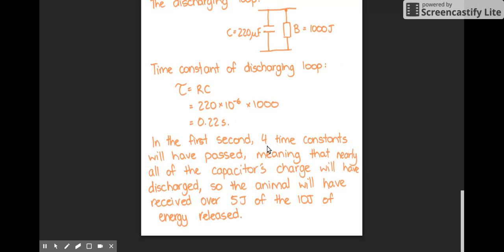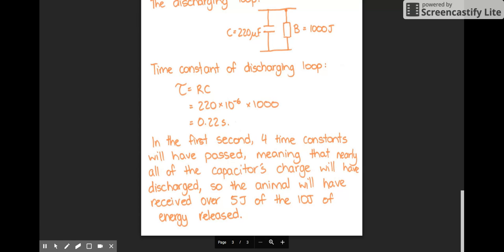4 time constants pass within the first second. So nearly all of the charge will discharge within the first second. So in the first 0.22 seconds, 67% of the charge will discharge. So by the time you get to 4, nearly all of it is gone. The animal will have received over 5 joules of the 10 joules of energy released.